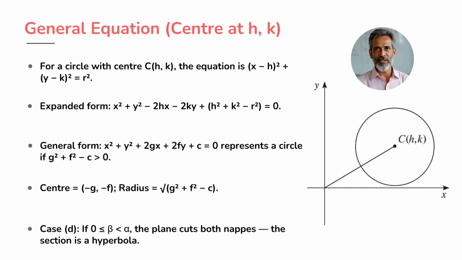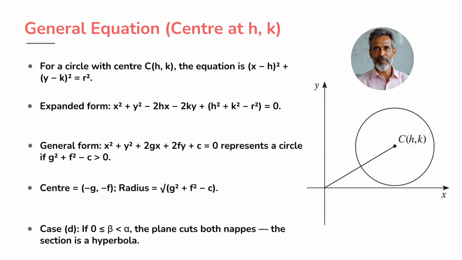But what if the circle isn't sitting nicely at the origin? Let's say its center moves to a new point C with coordinates h, k, while keeping the same radius r, for any point P, x, y on the circle. The distance from C to P must still be r. So, by the distance formula, we can write x minus h squared plus y minus k squared equals r squared. That's our standard equation of a circle with center h, k, and radius r.